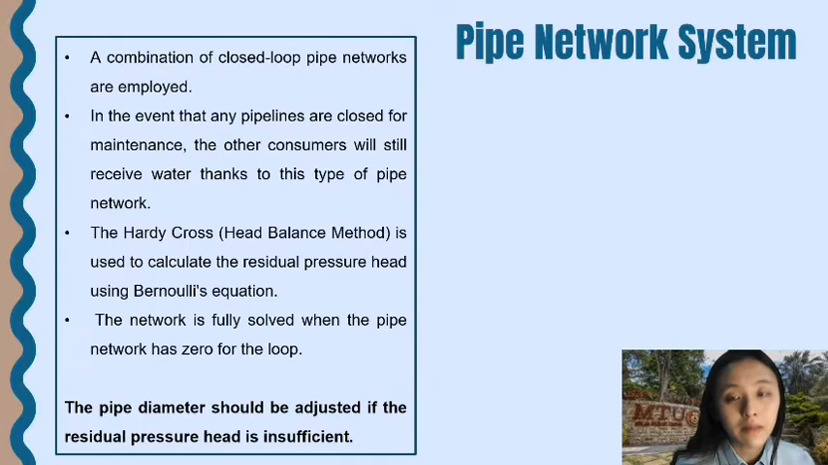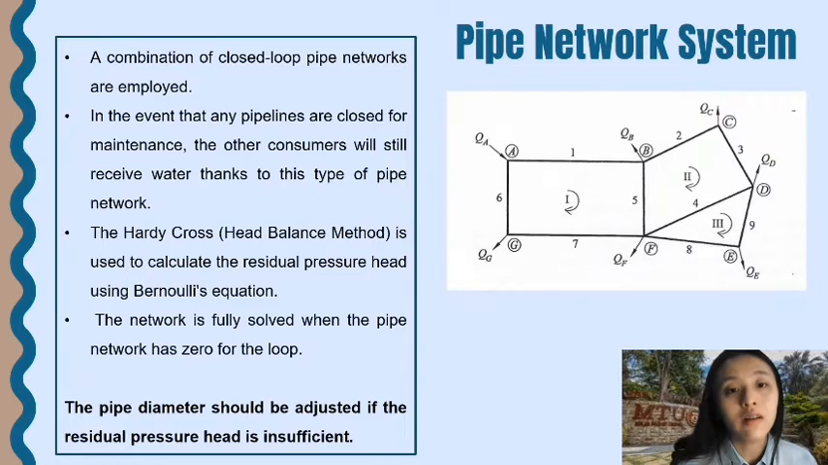So for the pipe network system, a combination of closed-loop pipe networks is employed. This is to ensure the consumer will still receive water in the event that any pipelines are closed for maintenance. The Hardy Cross method is used to calculate the residual pressure head using Bernoulli's equation, and the network is fully solved when the pipe network has 0 for the loop. Please make sure that the pipe diameter is adjusted if the residual pressure head is insufficient. And this is the diagram for a closed-loop pipe network.